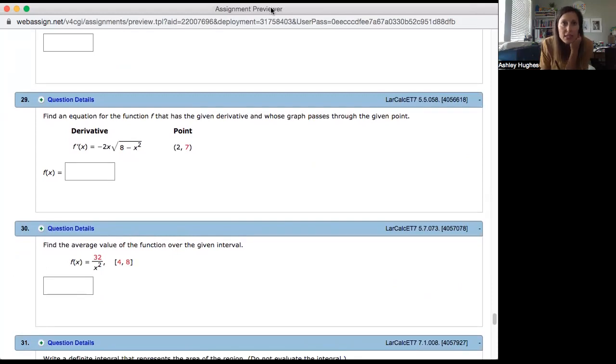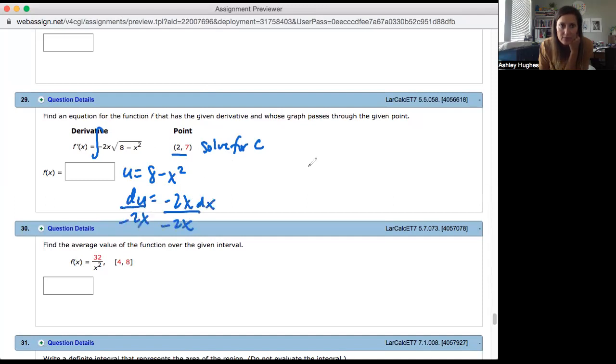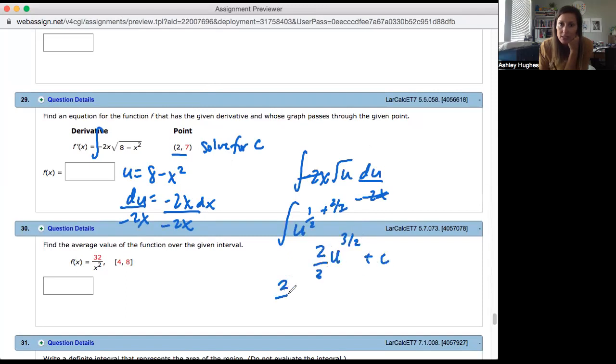Okay, this one I take the antiderivative, and then this is a way to solve for c. Okay, so you take the antiderivative of this, so u is 8 minus x squared, so du is negative 2x dx. That divides out then, and so you're just integrating u to the 1/2. And so you add 1, that's adding 2 over 2, so that becomes u to the 3/2 with the 2/3 in front, plus c.